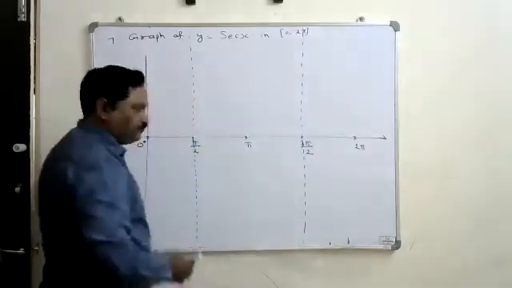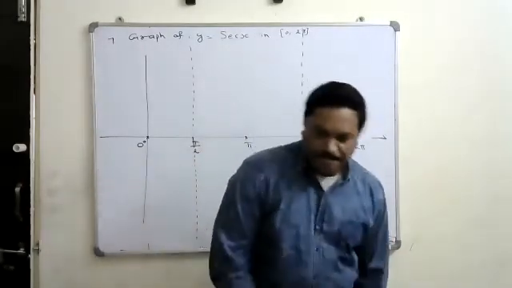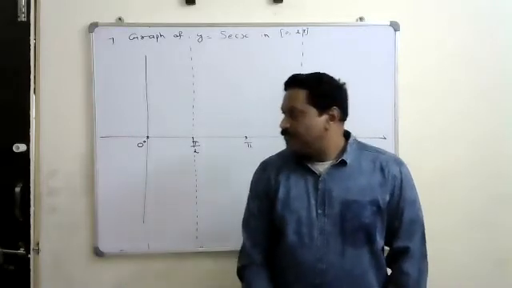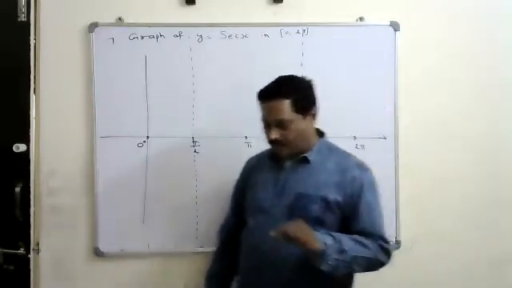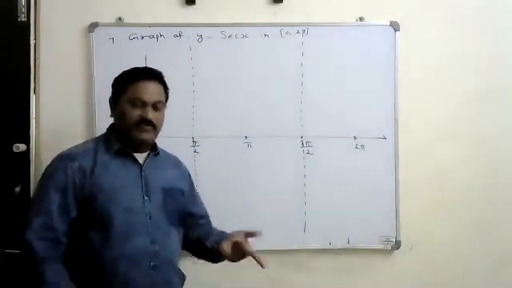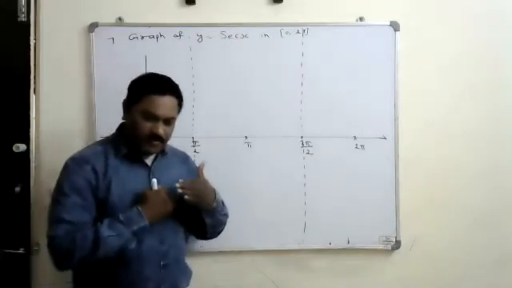And then what is the range of the secant x? Secant x range? Minus infinity to minus 1, union 1 to infinity. Means secant never gives the value between minus 1 to the 1.